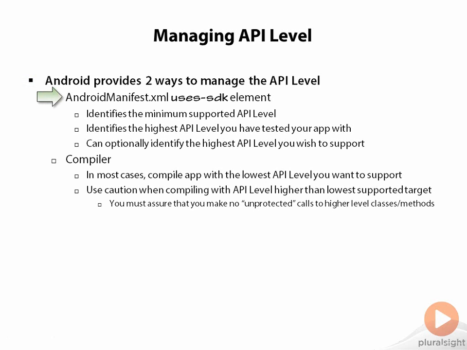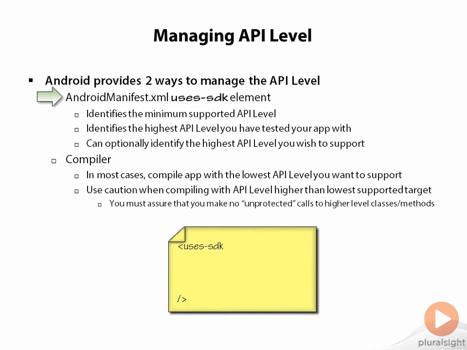AndroidManifest.xml. There's a uses SDK element inside there. And it identifies several important things about our application. One is it identifies the minimum supported API level, in other words, what's the lowest level device you want to support. It identifies the highest API level we've tested our app with. In other words, what's the highest level of the platform that we know our application works well with. And we can optionally even identify the highest API level we wish to even support.